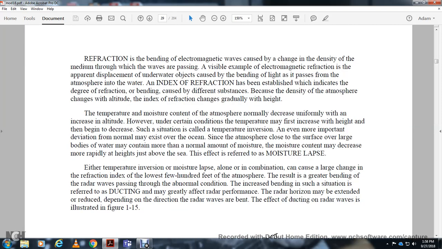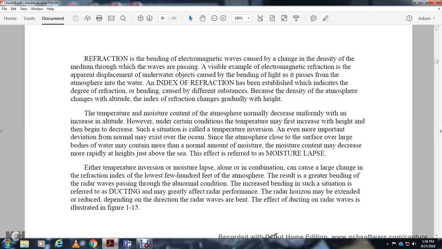The temperature and moisture content of the atmosphere normally decrease uniformly with an increase in altitude. However, under certain conditions the temperature may first increase with height, then begin to decrease. This situation is called temperature inversion. Even more important, deviations from normal may exist over the ocean surface. The atmosphere close to the surface over land is usually dry, but over water it may contain more than the normal amount of moisture, which may decrease rapidly with height just above the sea.